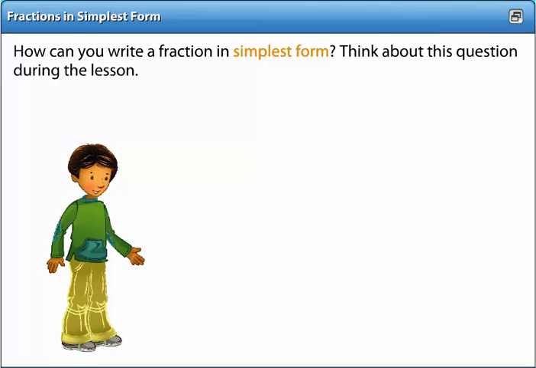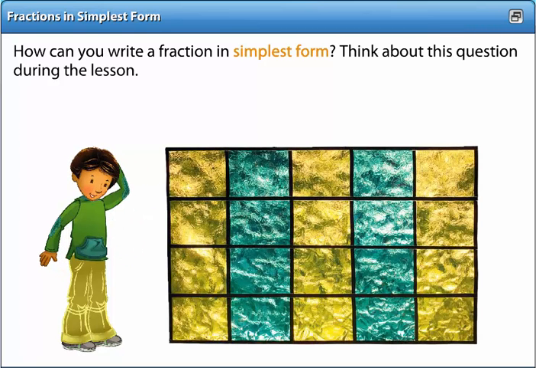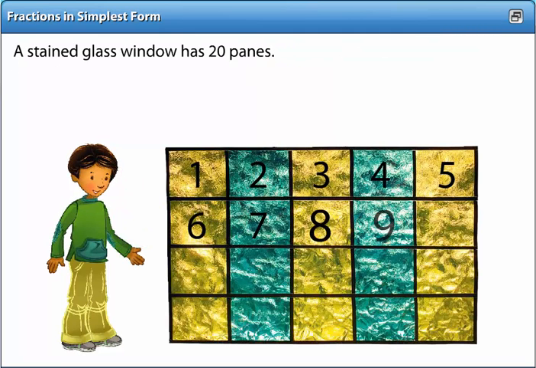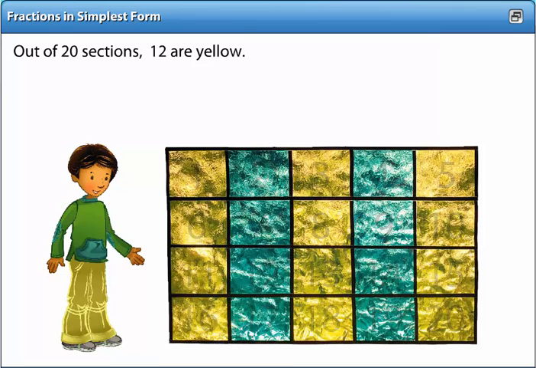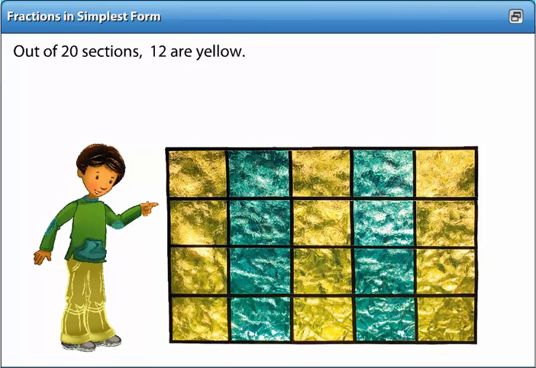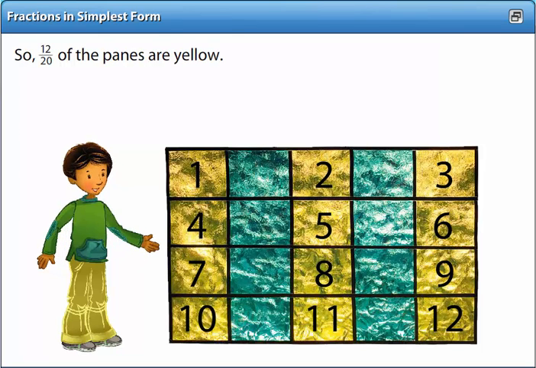How can you write a fraction in simplest form? Think about this question during the lesson. A stained glass window has 20 panes. Out of 20 sections, 12 are yellow. So 12/20ths of the panes are yellow.